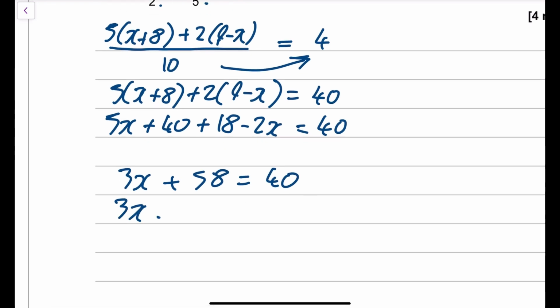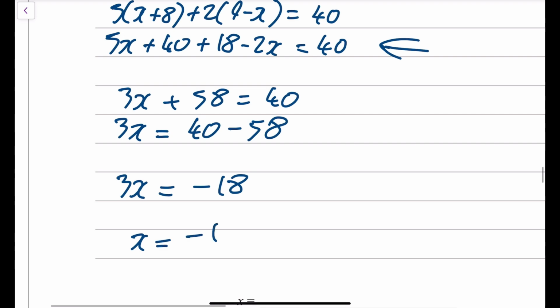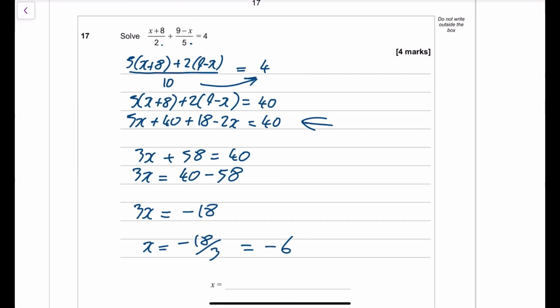Now bring the 58 across. If you started bringing stuff across at that stage, you're bringing across two things, so you've twice as many opportunities to make a mistake. So tidy up first before you bring it across. Just be tidy in your mind as you're doing this and your processes, and it makes life so much easier. So 40 minus 58 is minus 18. That means x is equal to minus 18 divided by 3, so x is equal to minus 6. That could be on your non-calculator paper quite easily. Very nice wee question.